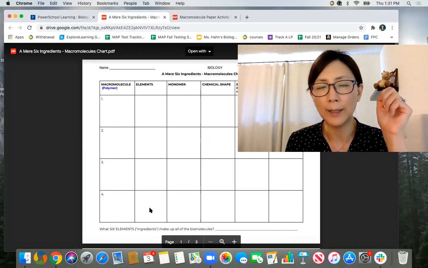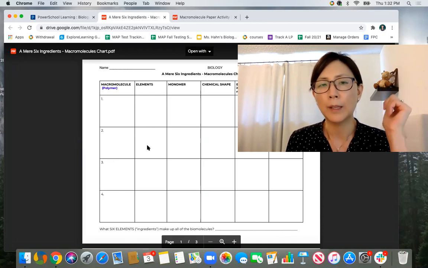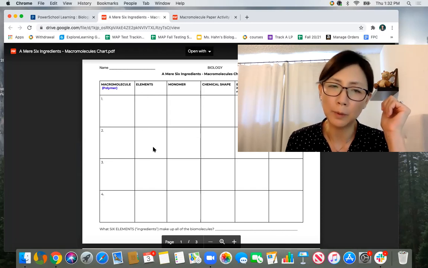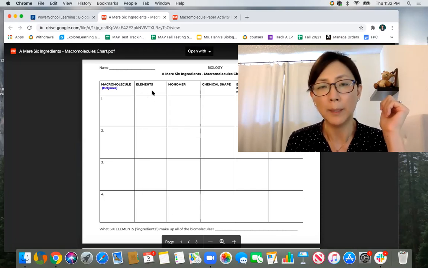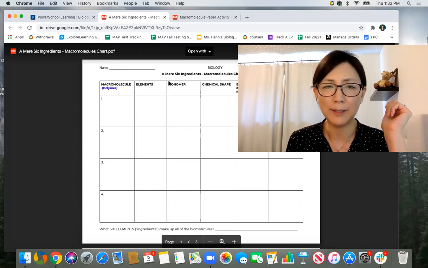Here you're going to tell me what elements each one is made out of. Are they made out of carbon, hydrogen, oxygen? And you'll notice that all of them are made out of the same 6 elements. So some are made out of 3, some are made out of 4, some are made out of more. But the total of all these elements is just 6. And that's why this is called a mere 6 ingredients, because all living things are basically made out of 6 elements. That's how sort of simple we are in some ways.